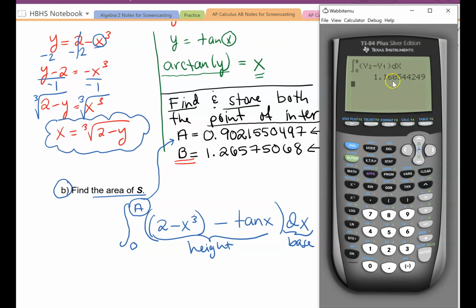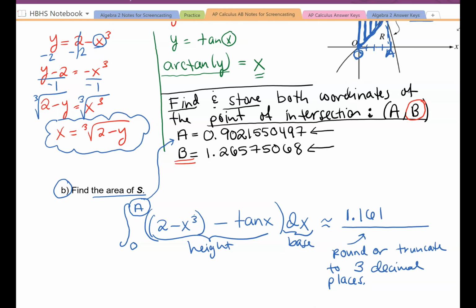Now in this case, you could either write 1.160, that's if you're truncating, so you're just cutting it off after the third place, or you could round this up to 1 based on the 4th decimal place of 5. So that's what I'm going to do here. I'm going to put the rounded answer to 3 decimal places. So there is my final answer for part B.